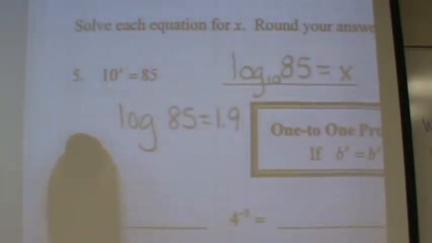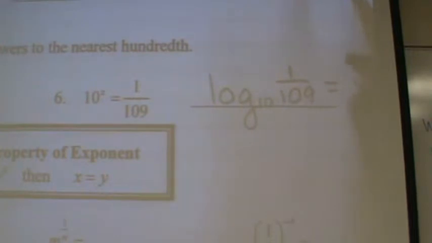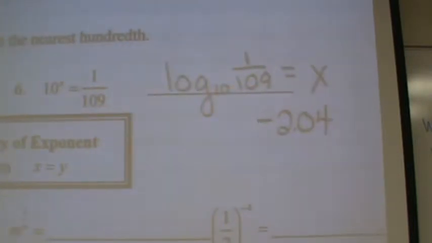We just did that. How would you do number 6? X equals log of 1/109 base 10, you don't need that base 10, is what? So on your calculator, you would type in log of 1 divided by 109, and I get -2.04. Got it.